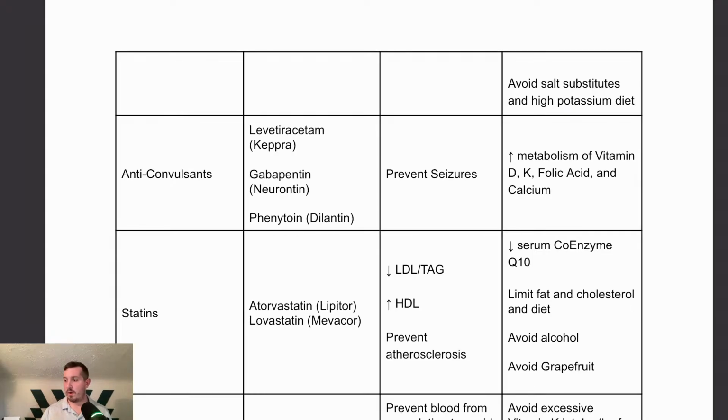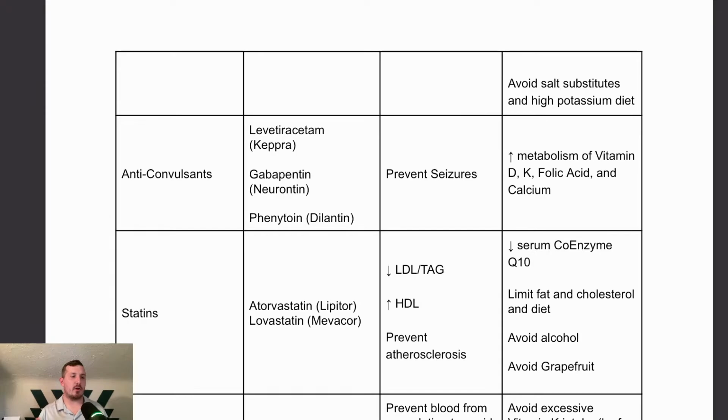One more comment on ACE inhibitors. Like I said, they cause us to retain more potassium. So what you need to do is avoid these things. So, avoid salt substitutes, okay? Salt substitutes don't have the sodium in them, but you know what they do have? A lot of potassium, a ton of potassium.